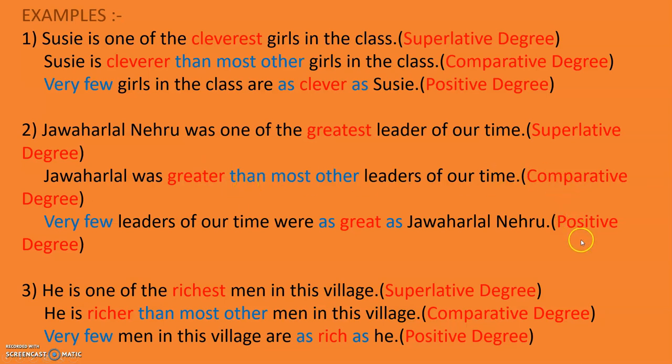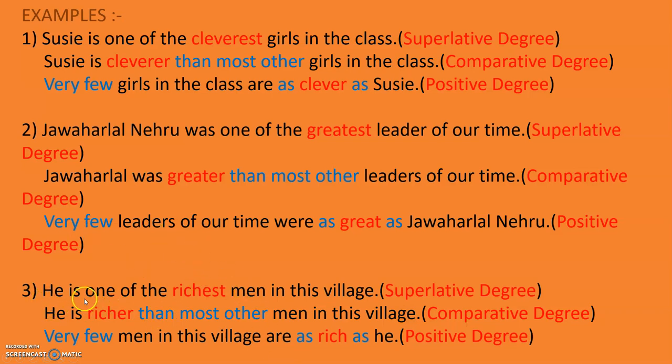Now, in positive, how will I say? I will say very few leaders. Why? Because I am saying here, Jawaharlal Nehru was one. So, there were others. So, we say very few leaders of our time were as great as Jawaharlal Nehru. This is positive degree. Let's take another example.